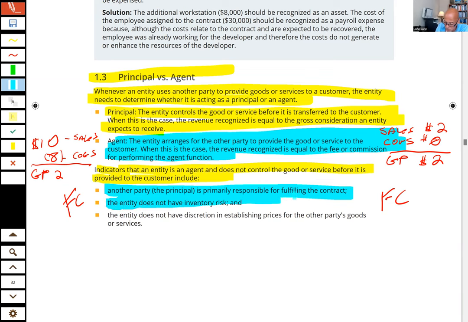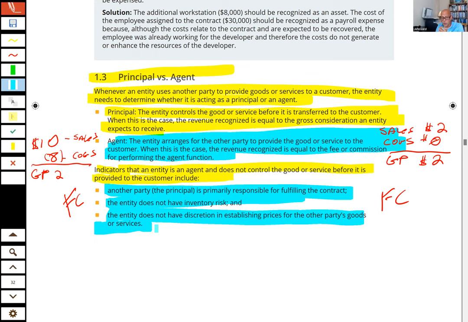The entity does not have inventory risk. Well, okay, there's probably no inventory at all here, but notice in the case of Nordstrom, they did have the inventory risk, right? And then the entity does not have discretion in establishing prices. Now, it doesn't have to be all these criteria, in my understanding. And if you look at Uber's terms of service, it's a little hazy as to how the prices are set. And I've looked at that a couple of times and I still can't figure out how Uber sets the price. Okay, so they do set the price, but they're still bound by things that are out of their control.